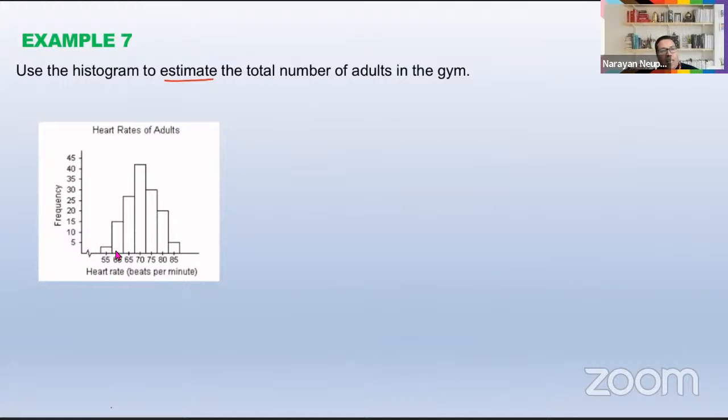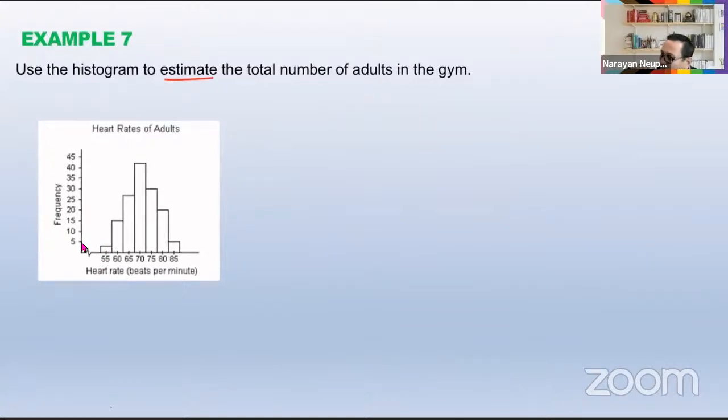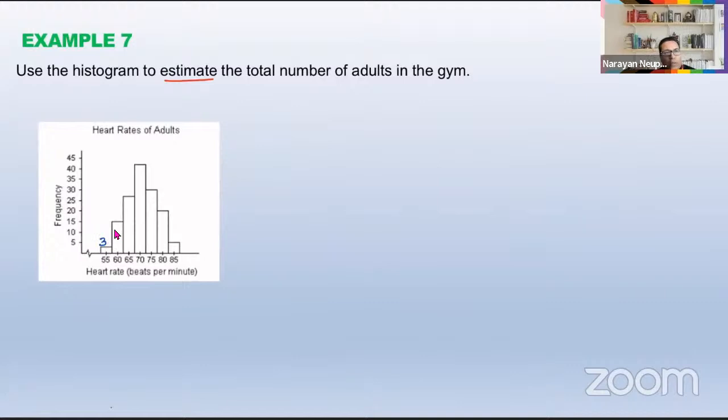If you look at the diagram carefully, what is the frequency for this first bar? How tall is that? It's less than 5. So yeah, 3 will work. The next one, you said 5. What is the height for the next one? 15, right? Exactly 15. The next one, I see it is a little bit above 25, right? 27. If I go to the next one, it is more than 40, but somewhat close to 45. So 43.